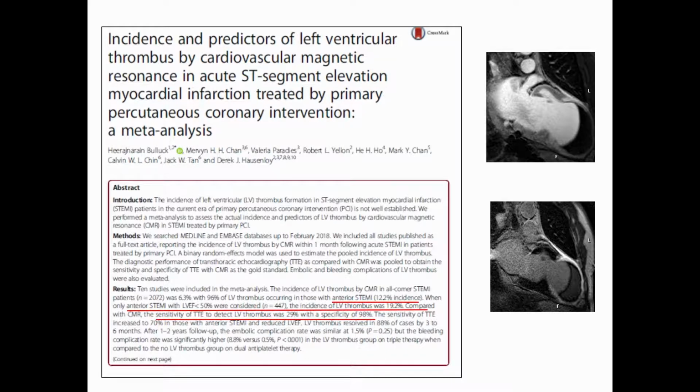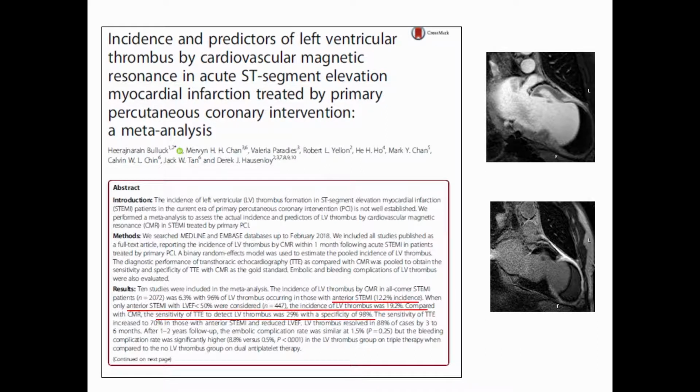If the ejection fraction was below 50%, it went up to about 19%. So actually, it's more common than we think. And the reason we know this now is because we're doing a lot of STEMI trials using MRI as the primary endpoint, whether it's drugs and devices, and we're just seeing loads of LV thrombus now.